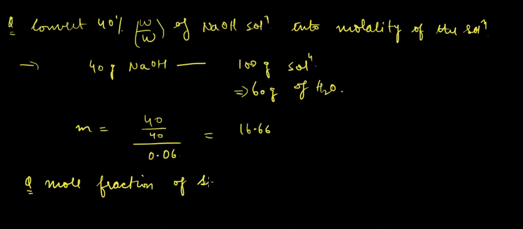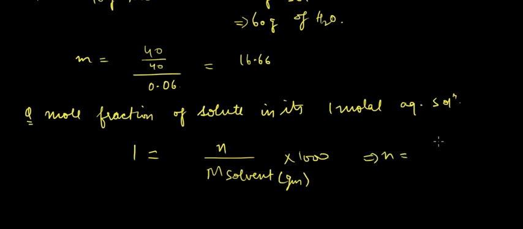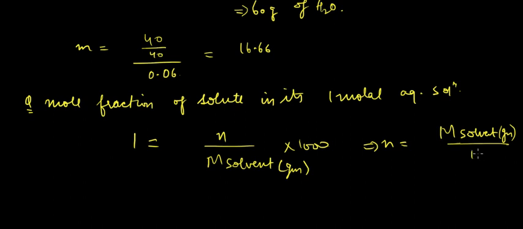Next question is, we are interested in calculating mole fraction of solute in its 1 molar aqueous solution. So 1 molar aqueous solution is number of moles of solute divided by mass of solvent into 1000, if mass of solvent is taken in grams. So this implies number of moles of solute would be mass of solvent in grams over 1000.